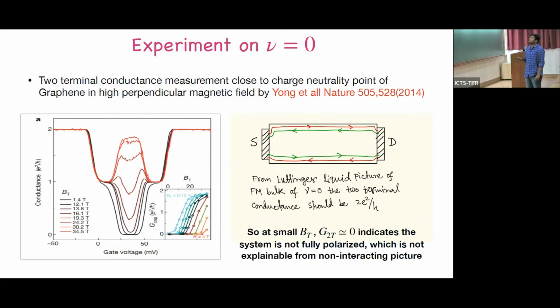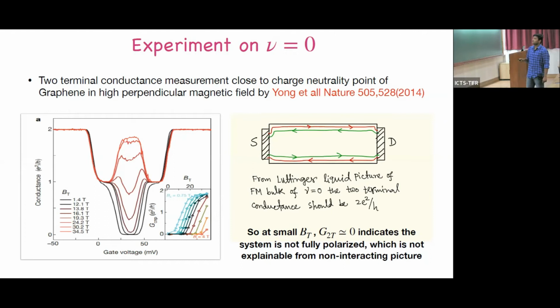This is a famous experiment on this system, by the Andrea Young group. What they did is they took a 2D sample of graphene and tuned the gate potential close to this point where the filling fraction is 0. Along with the perpendicular magnetic field, you can put in an in-plane magnetic field. This in-plane magnetic field only has the Zeeman effect, so it will just tune the Zeeman field. What they found is that if you increase the Zeeman field, the conductance goes from 0 to 2 in units of e squared over h. So this is their observation.